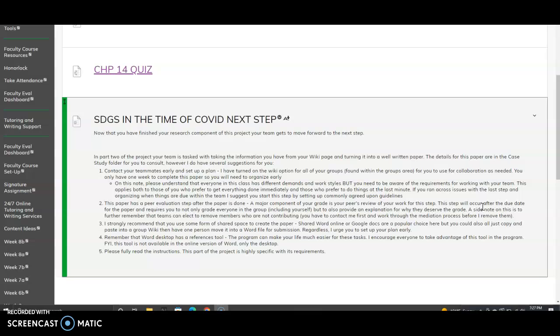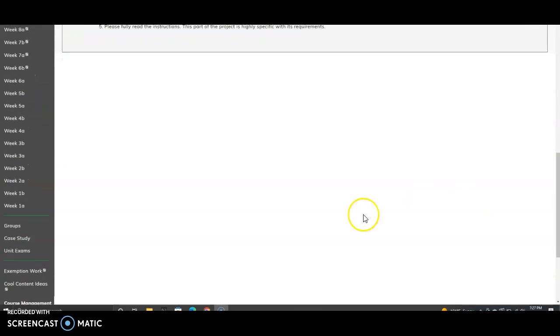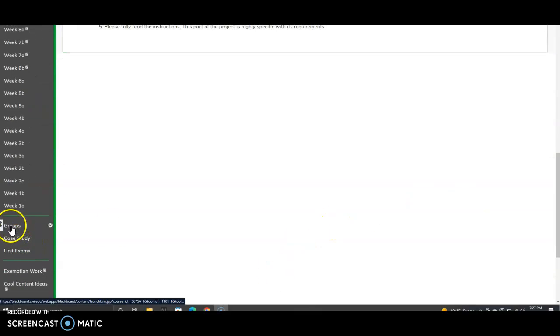But you will have several tips that I've included and an assignment that you and your team members should fill out as early as possible in order to establish who is responsible for what. So I have turned on the wiki option for all your groups, and it's found within your group area. So it's going to be right in here.